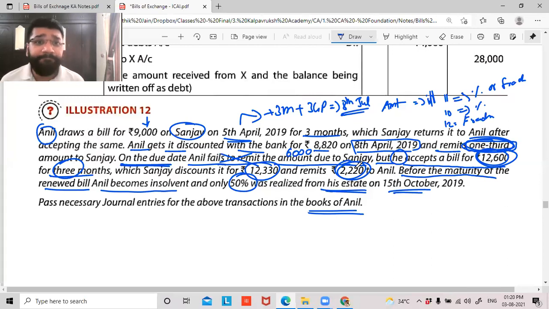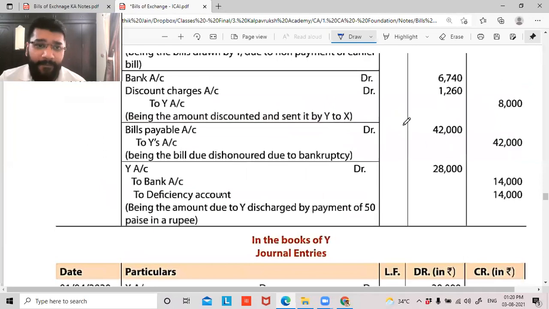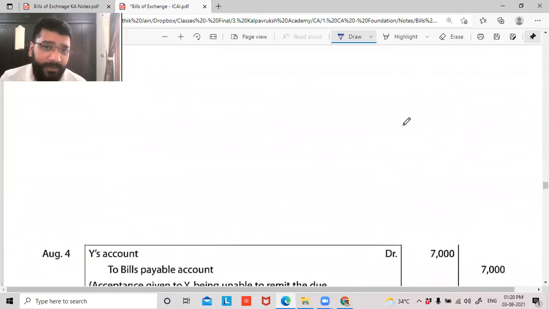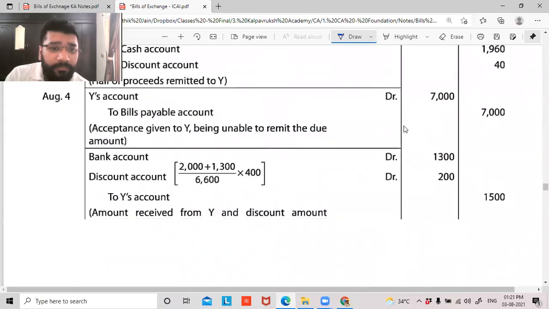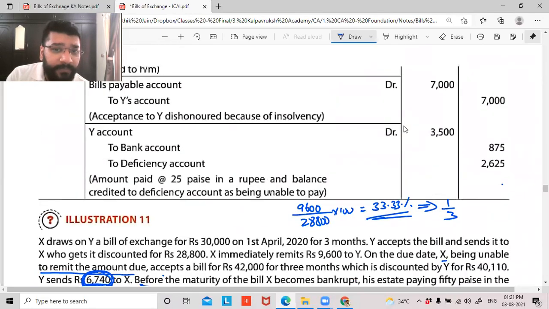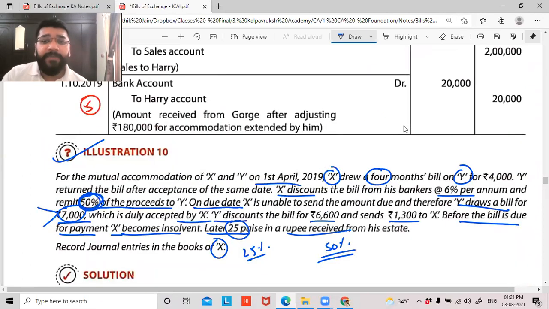Any doubts, please? Sir, in illustration 10, for the second bill, they have not given the due date, sir. Term of the bill is not given. Okay, so for the second bill, the term is not given. On the due date, X is unable to send the amount due, and therefore Y draws a bill of 7,000 rupees, which is accepted by X. If nothing is given, we'll assume the same term. Okay, sir. Let me know. To my knowledge, it should be the same term. If nothing is given, they would have drawn the same term. We cannot assume something else.